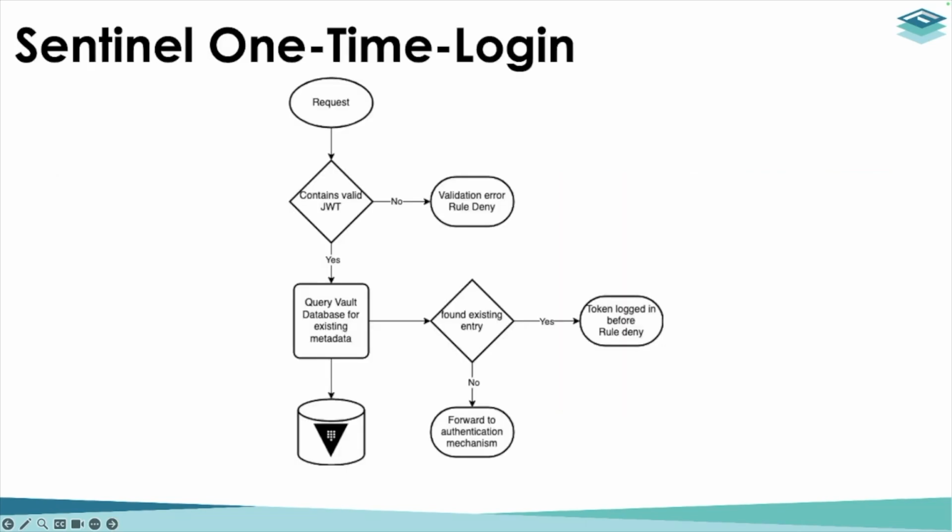So let's look at Sentinel one-time login. Way back in the section about Sentinel, I mentioned it can be used to compare the metadata of a token trying to log in with the metadata from the token's last login. Well, how does Vault know which metadata belongs to which repository or pipeline?